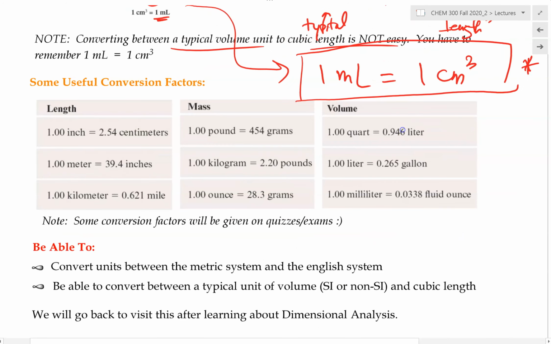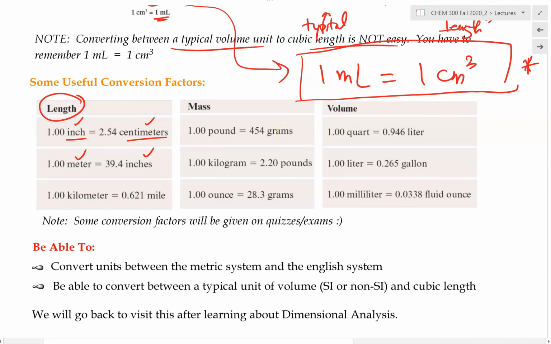Okay, and below here are some of the useful conversion factors among the different physical quantities. Within the physical quantity of length, we can have many units. For example, we can have inch, centimeter, meter, kilometer, and so on. And these are some of the common conversion factors between the metric system and the English system. So a centimeter is the metric system, an inch is the English system, and meter is the metric system, and so on. These are some of the common conversion factors among length between the metric system and the English system.